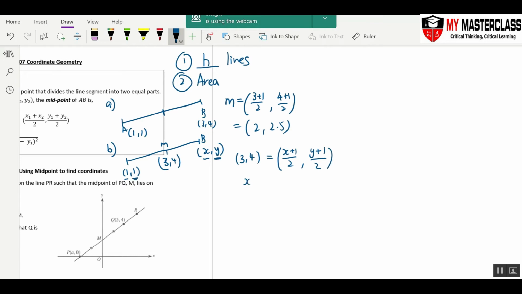So what does it mean? This means that (x plus 1) over 2 is equal to 3, and (y plus 1) over 2 is equal to 4. Cross multiply, and you get the answer. That's how you find your B. So whenever you have an unknown in coordinate geometry, especially when it's a coordinate, let it be (x, y), and see what links you have between the x and the y, and then you can find out the answers yourself easily.